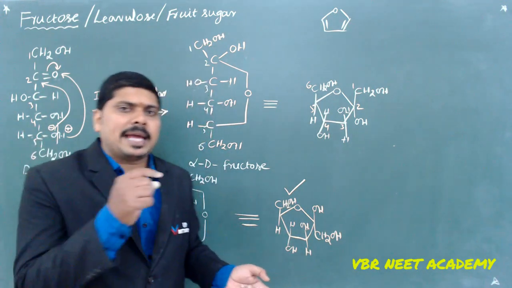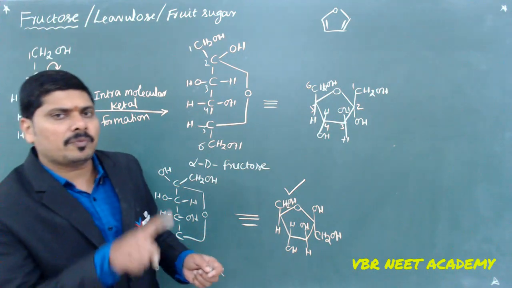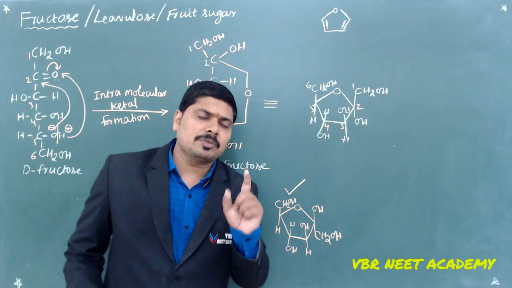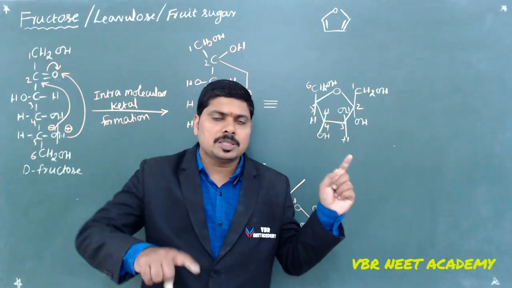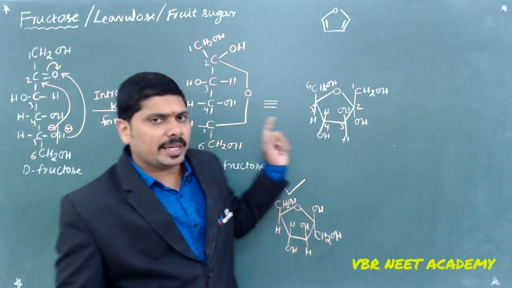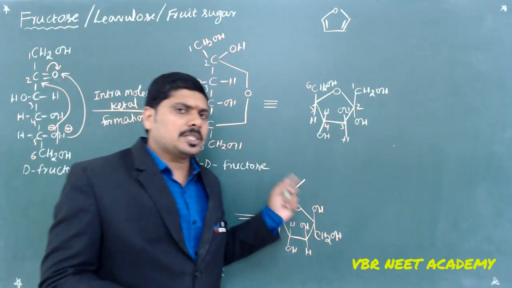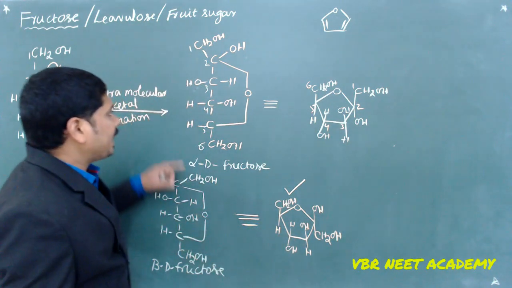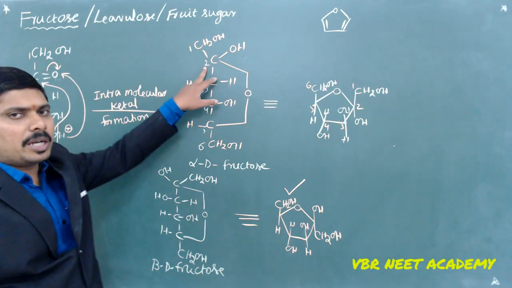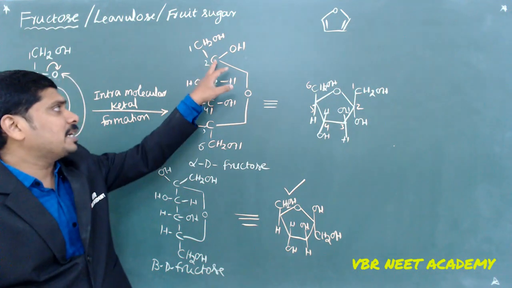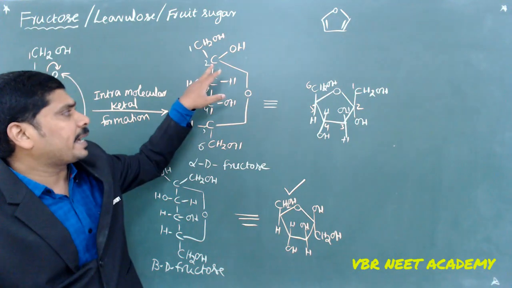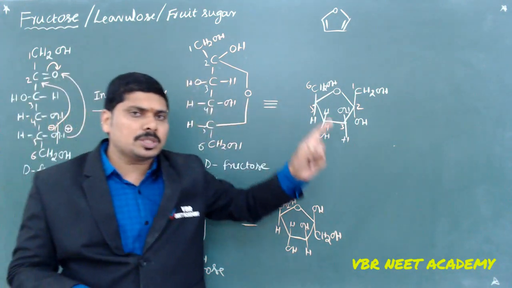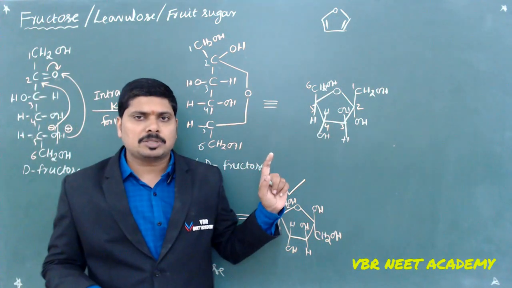Where will be the anomeric carbon in case of fructose? Whereas in case of glucose, where is the anomeric carbon? That is the first carbon that turns into the anomeric carbon. Here in case of fructose, which carbon turns into the anomeric carbon? Second carbon, isn't it? I got a new chiral carbon at the second position. That's why the anomeric carbon in fructose is the second carbon, whereas in glucose it is the first carbon. That's what you are going to have.